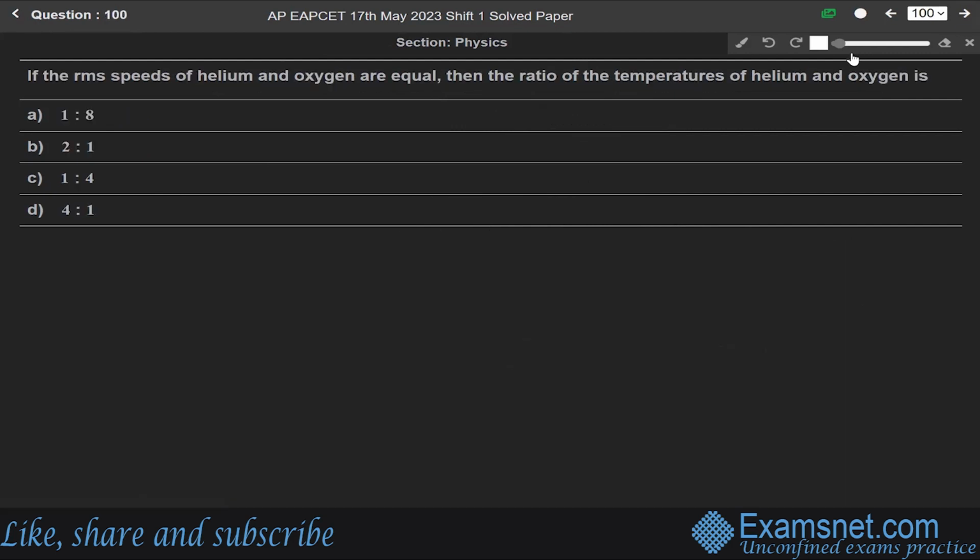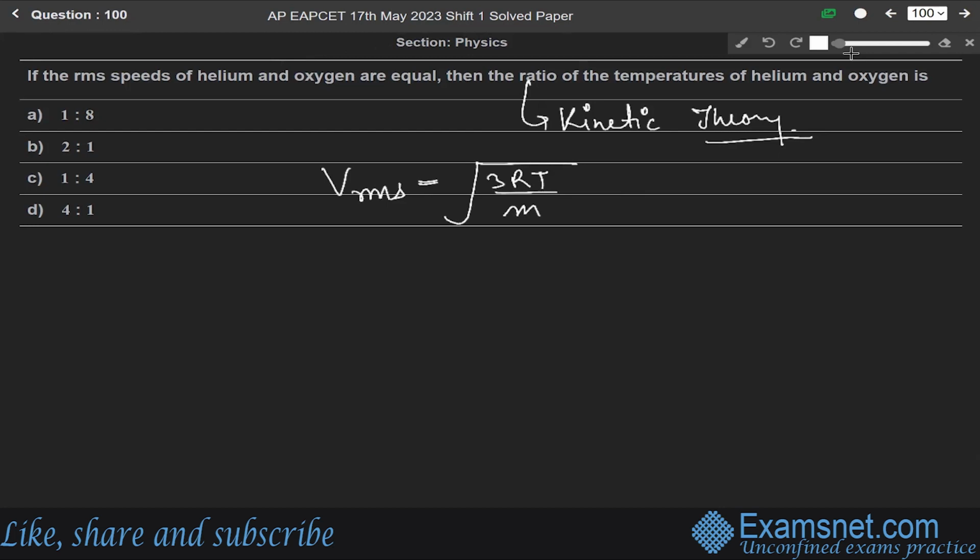Now next question, the 100th one. If the RMS speed of helium and oxygen are equal, then the ratio of the temperatures of helium and oxygen is. So this question is from the chapter of kinetic theory of gases. Kinetic theory, okay. We have to find the RMS speed. We know the direct formula, VRMS is equal to under root of 3RT over M.